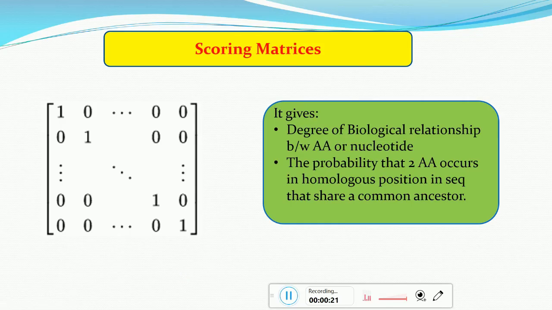So PAM matrix is basically a scoring matrix. So what are scoring matrices? They give a degree of biological relationship between amino acids or nucleotides. They also give the probability that two amino acids occur in homologous positions in sequences that share a common ancestor. Basically, these matrices give an evolutionary relationship.